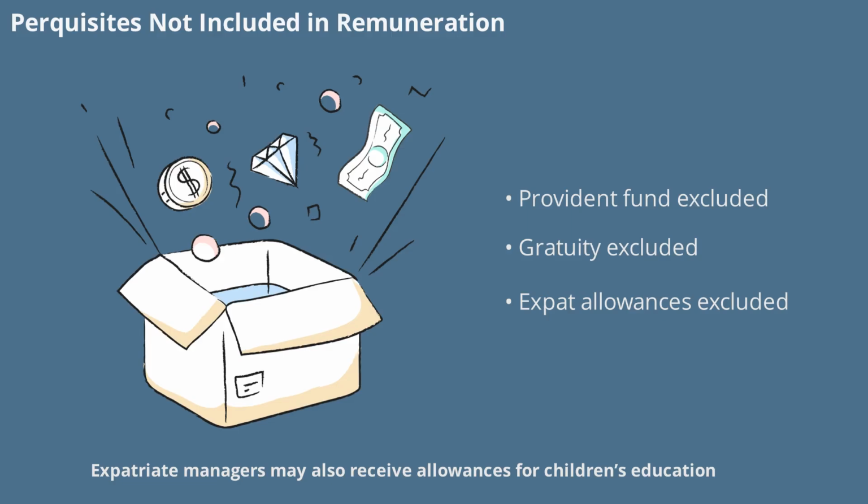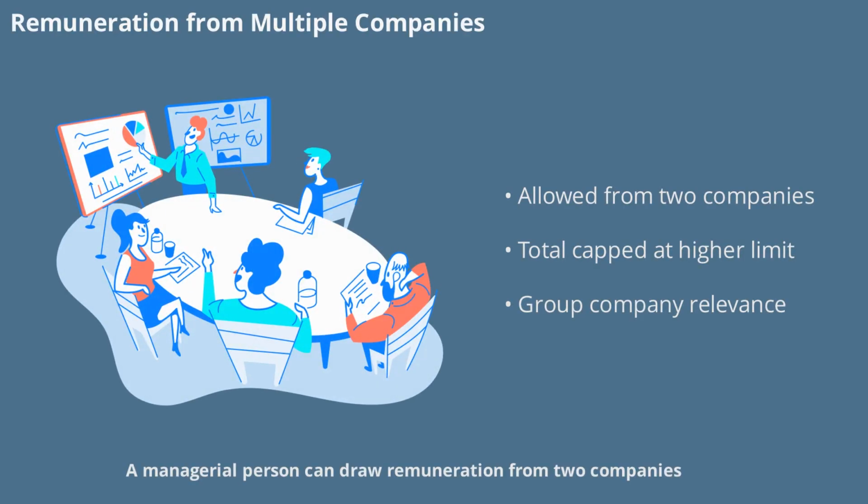Expatriate managers may also receive allowances for children's education, holiday passages, and leave travel, which are excluded from the cap. A managerial person can draw remuneration from 2 companies, provided the total does not exceed the higher maximum limit allowed by any one of the companies. This provision is especially relevant for group companies and holding-subsidiary structures.